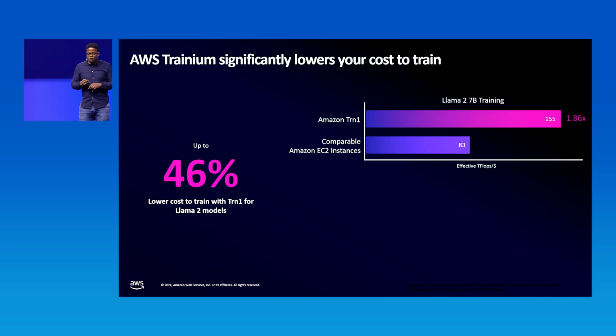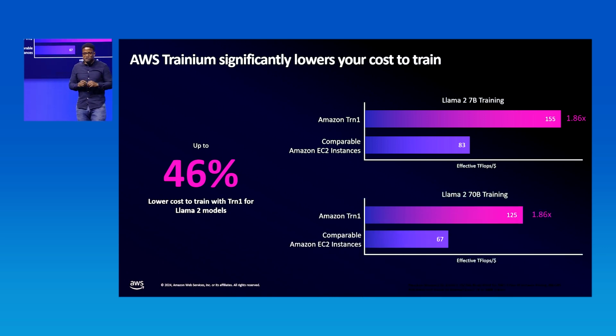And if we look at the effective teraflops per dollar, which is a measure of the cost efficiency, the higher the number, the better the performance per dollar spent. For the Llama 2 7B, we are able to achieve up to 155 teraflops per dollar, which is 1.86x higher than the comparable EC2 instances.